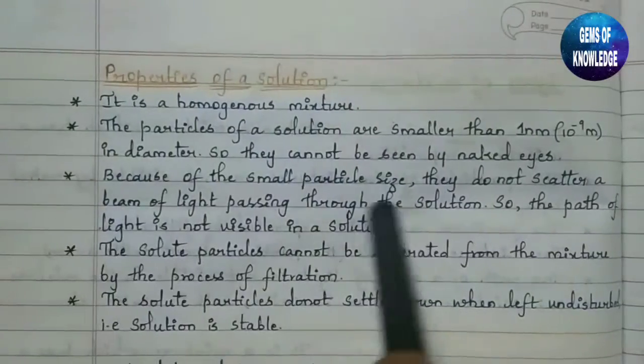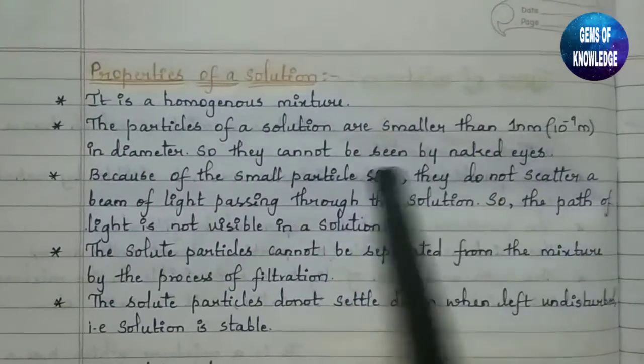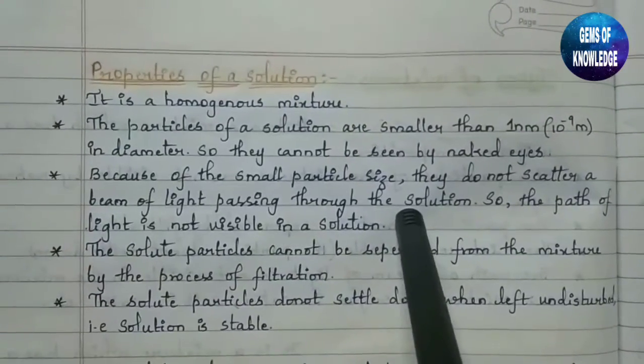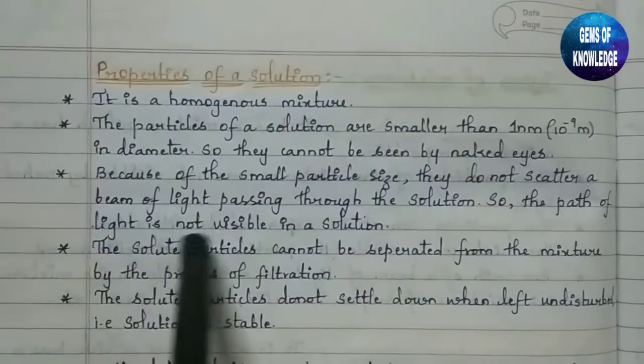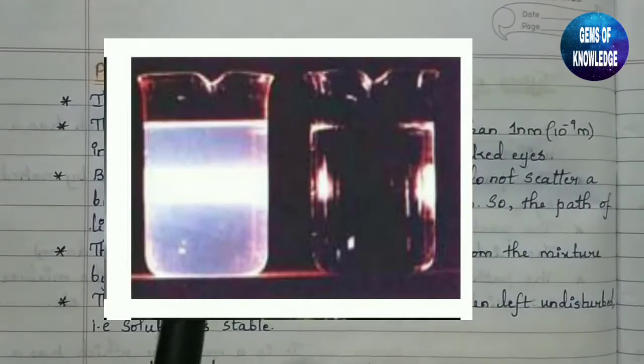Because of the smaller size of these particles, the beam of light cannot be passed through this solution. So the path of light is not visible in the solution. You can see a picture popping up onto the screen. Here the beam of light is visible, whereas in this case there is no visibility of the particles.